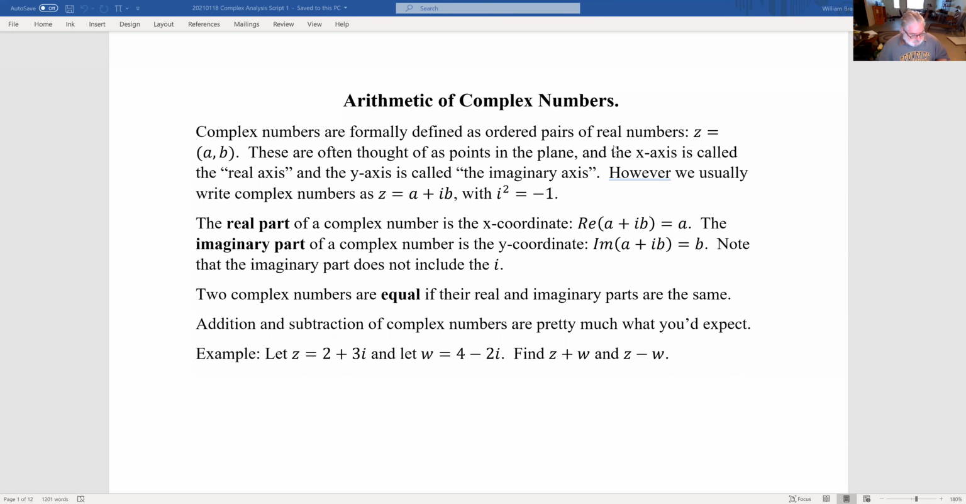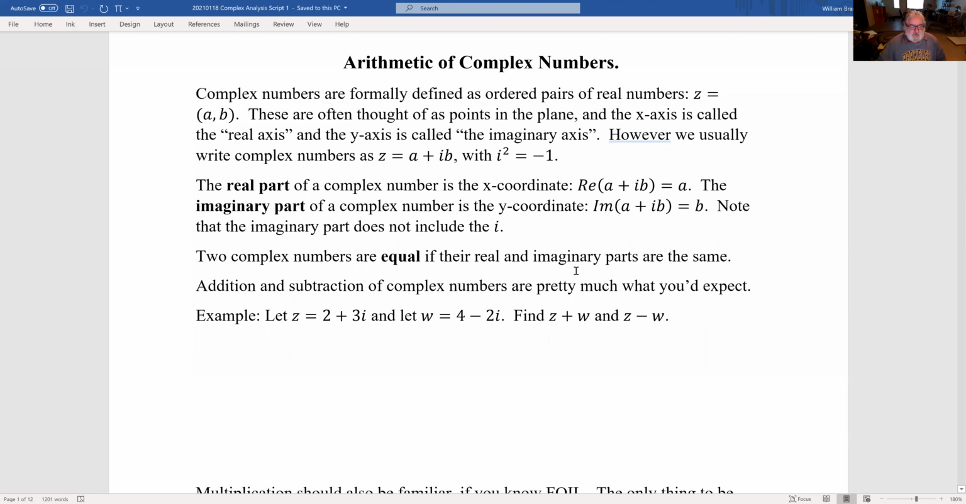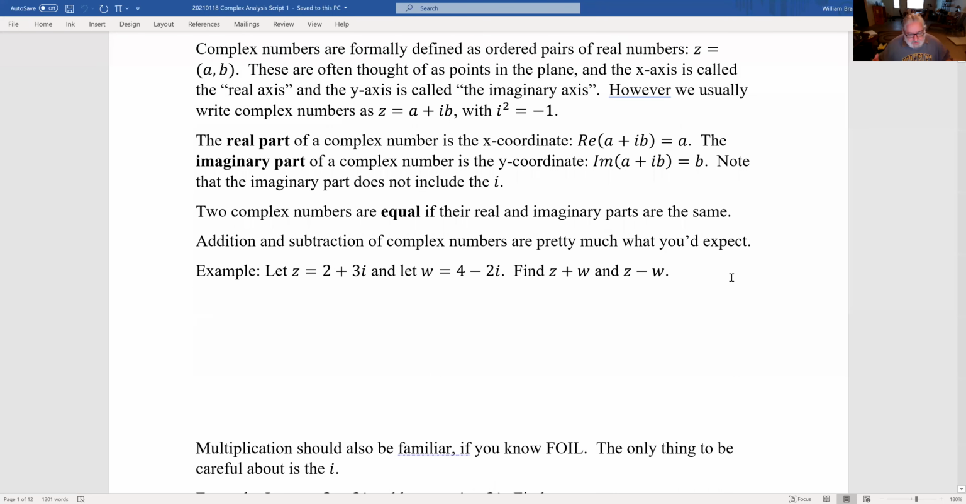Okay, so Math 423, complex analysis. We'll start with arithmetic of complex numbers. These are formally defined as ordered pairs of real numbers, but we usually write them as z equals a plus ib, where i squared is -1. The real part is the x-coordinate a, the imaginary part is the y-coordinate b. The imaginary part does not include the i. Two complex numbers are equal if the real and imaginary parts are the same.